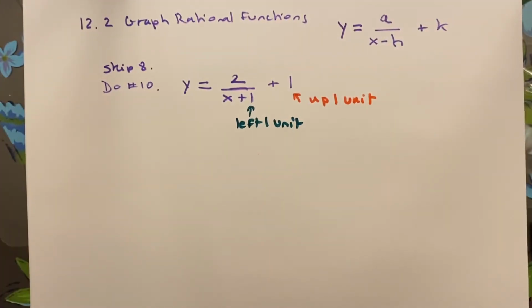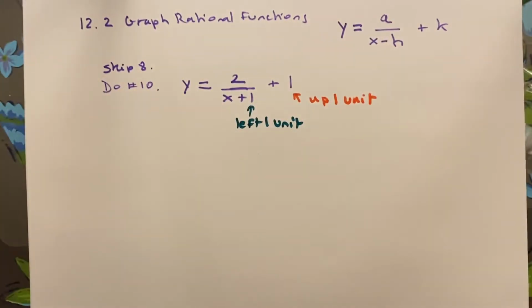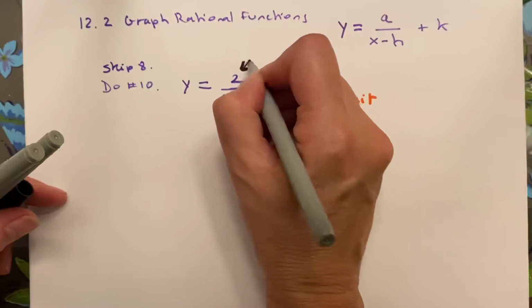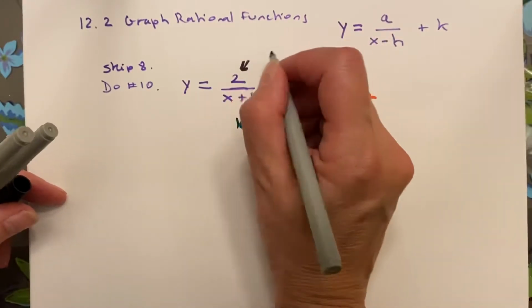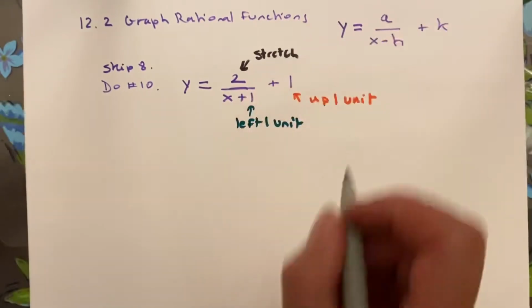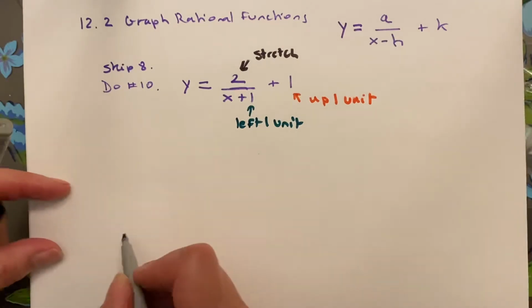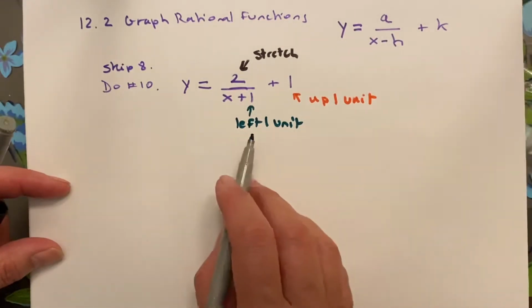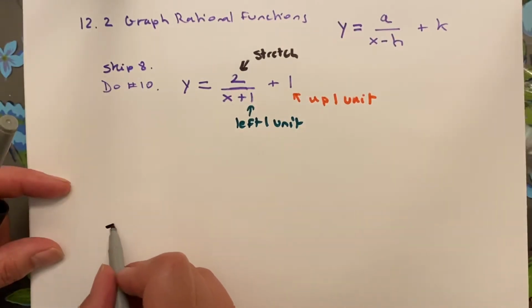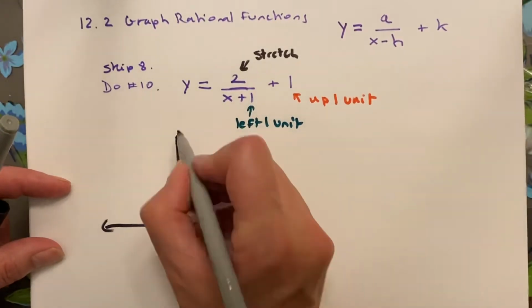And finally, this value here, 2, is going to tell me that it's going to be a stretch. But it's positive, which means it's going to be the first and third quadrants, right? It's not a flip. It's not a reflection. Okay, well, now I can draw my graph. And because it's up 1 and left 1, I can do pretty much normal XY axes.